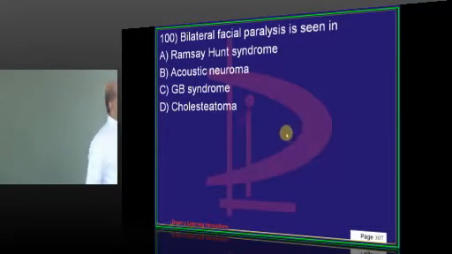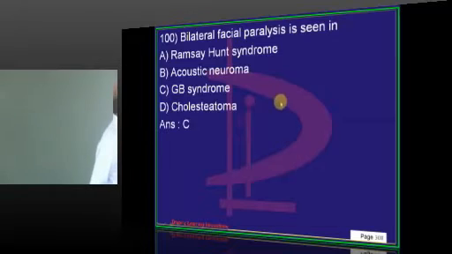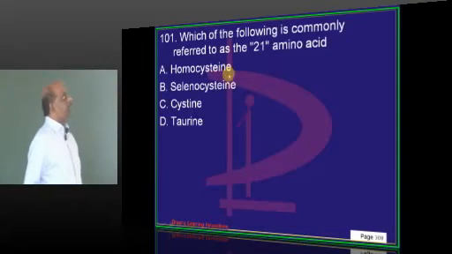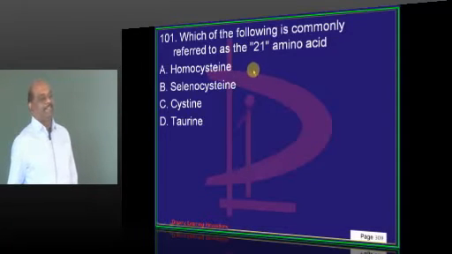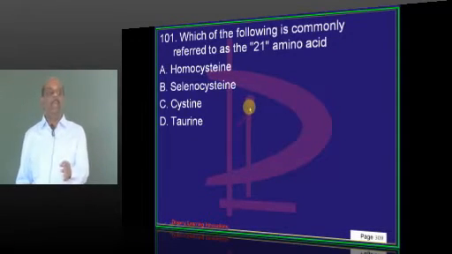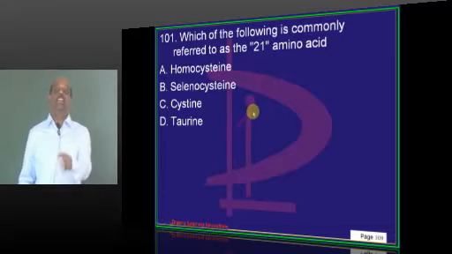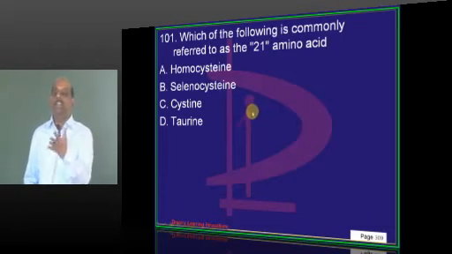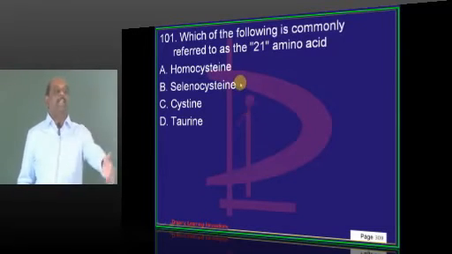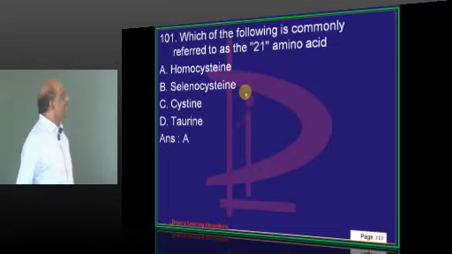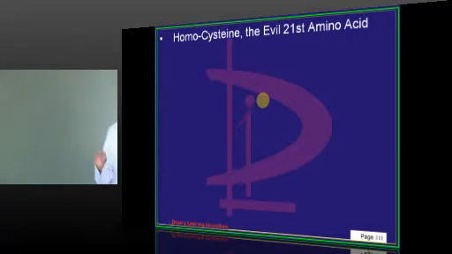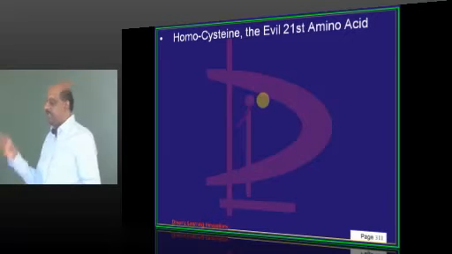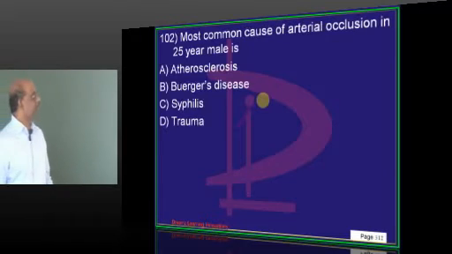Bilateral facial paralysis, what do you see, doc? Where do you see it? Guillain-Barré syndrome. What is called the 21st amino acid? It is also called the dirty amino acid. It is responsible for the procoagulant tendency and the happening of early atherosclerosis: homocysteine. It is called the evil 21st amino acid.